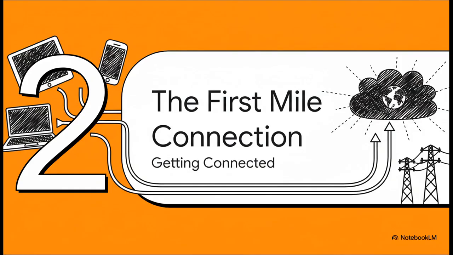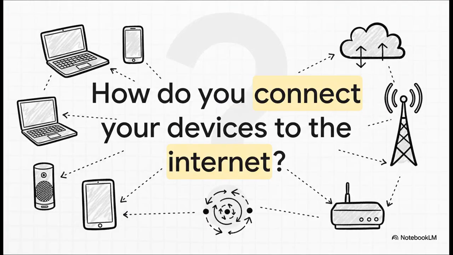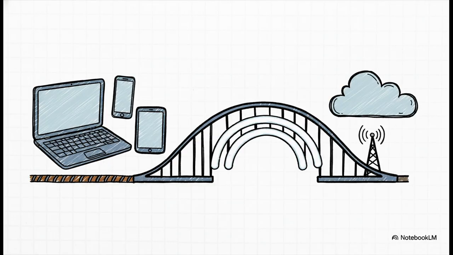This brings us to a super important part, the first mile connection. Which leads us to a pretty basic question. How do all these devices on the network edge get hooked up to the internet in the first place? And the answer is something called an access network. This could be the cable internet you have at home, the Wi-Fi at your office, or that 5G signal on your phone. Think of it as the bridge that connects your own personal device to the rest of the world.